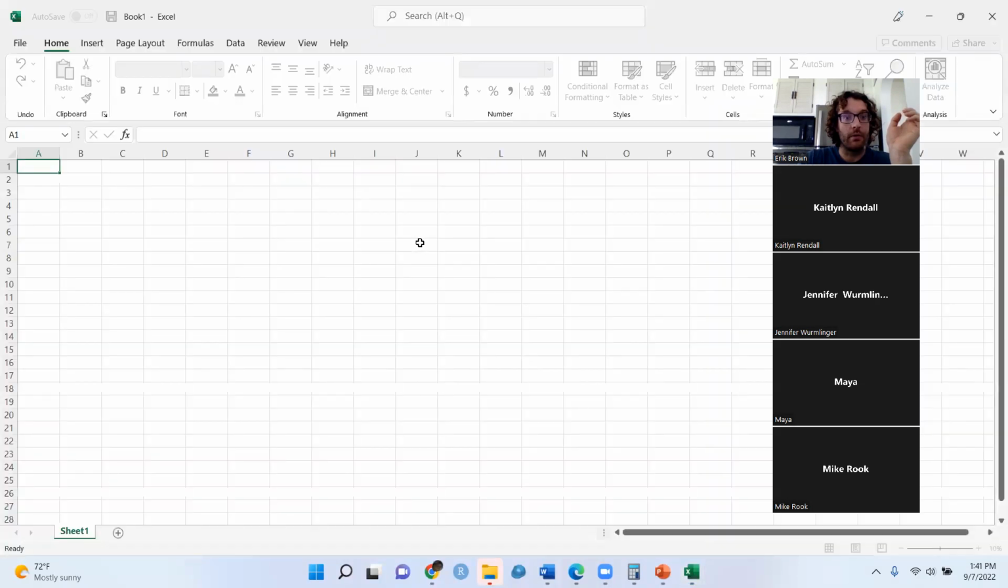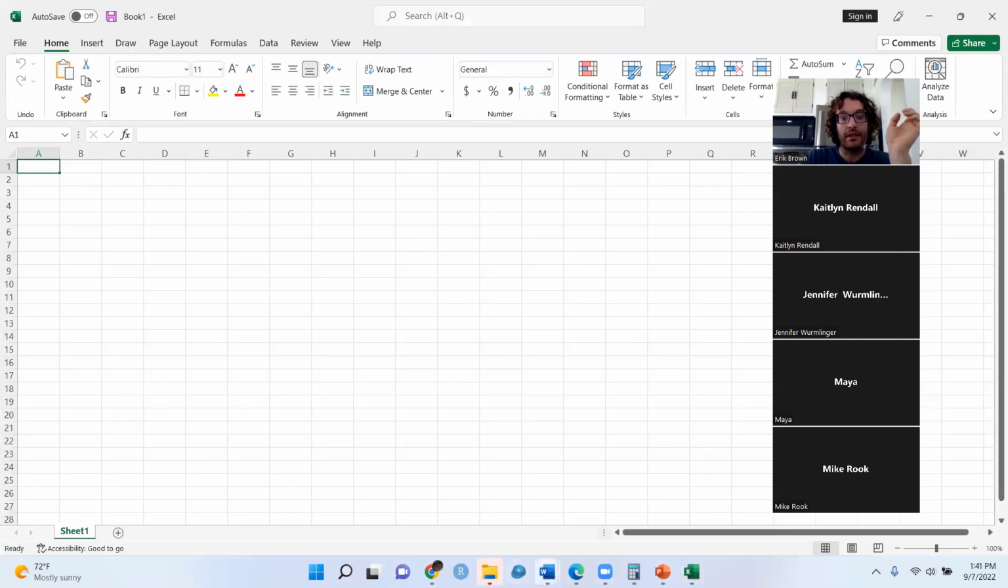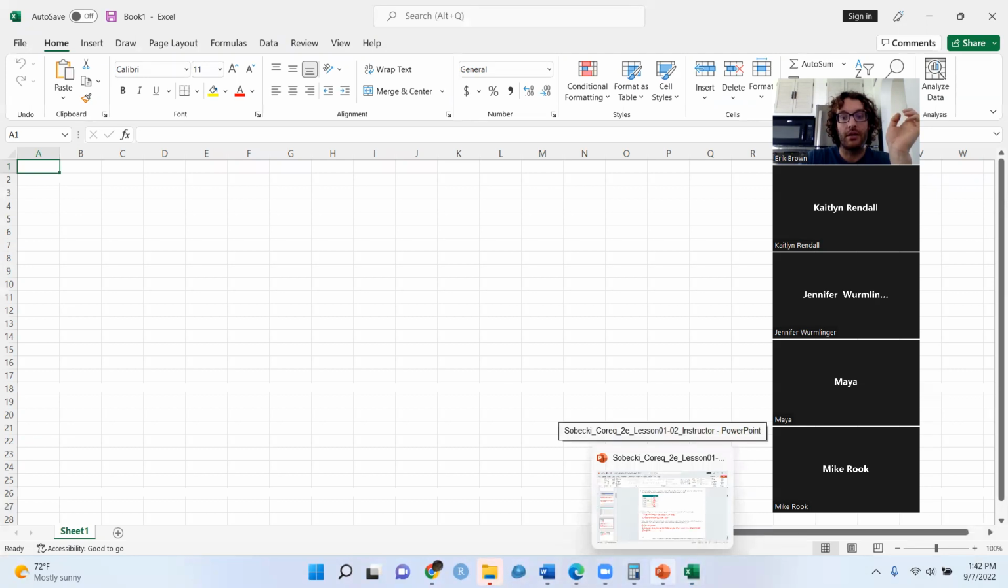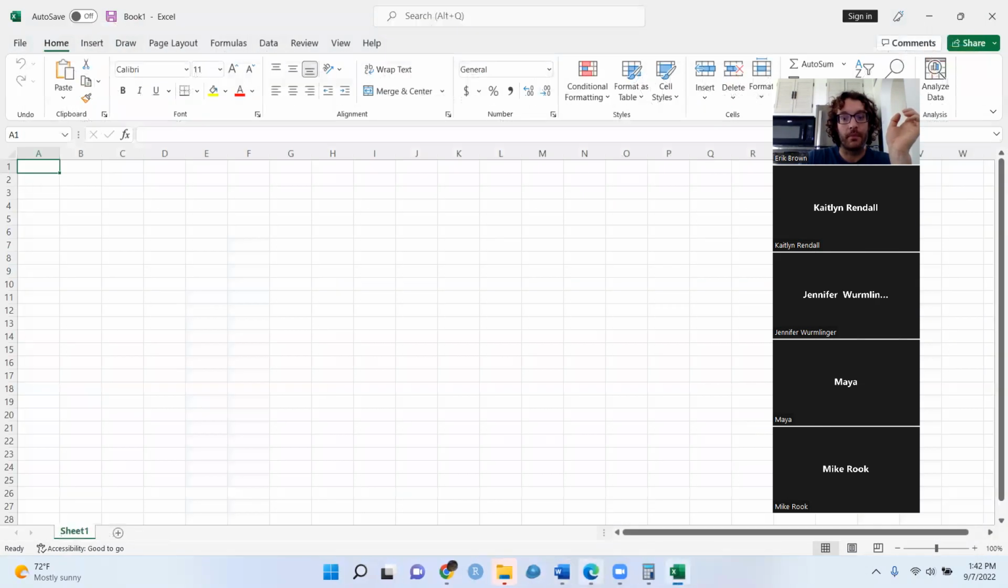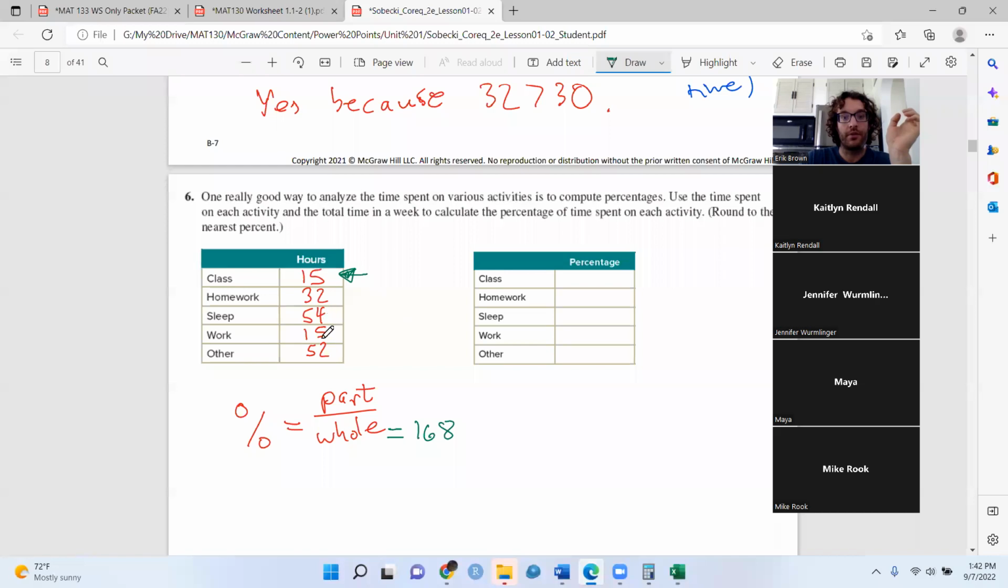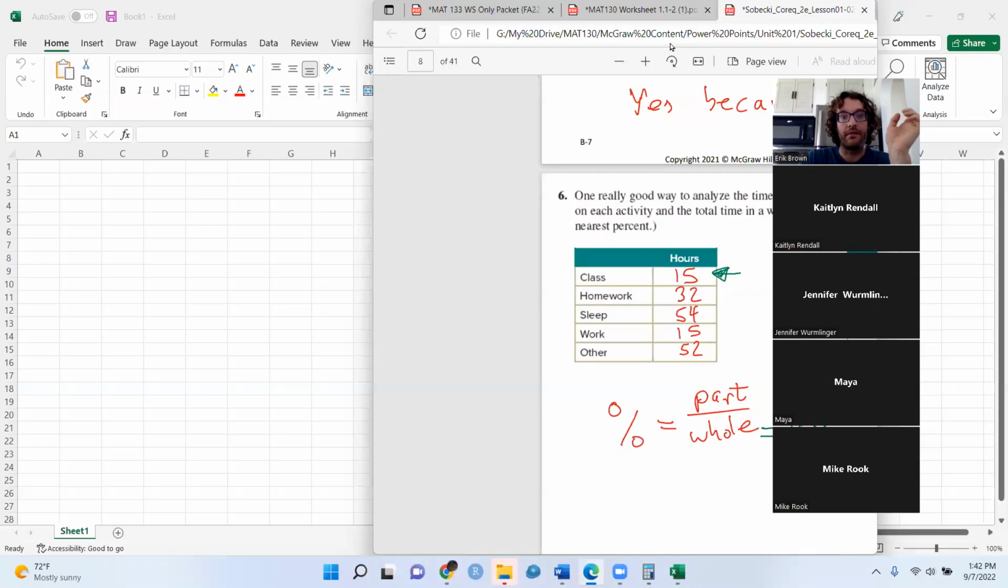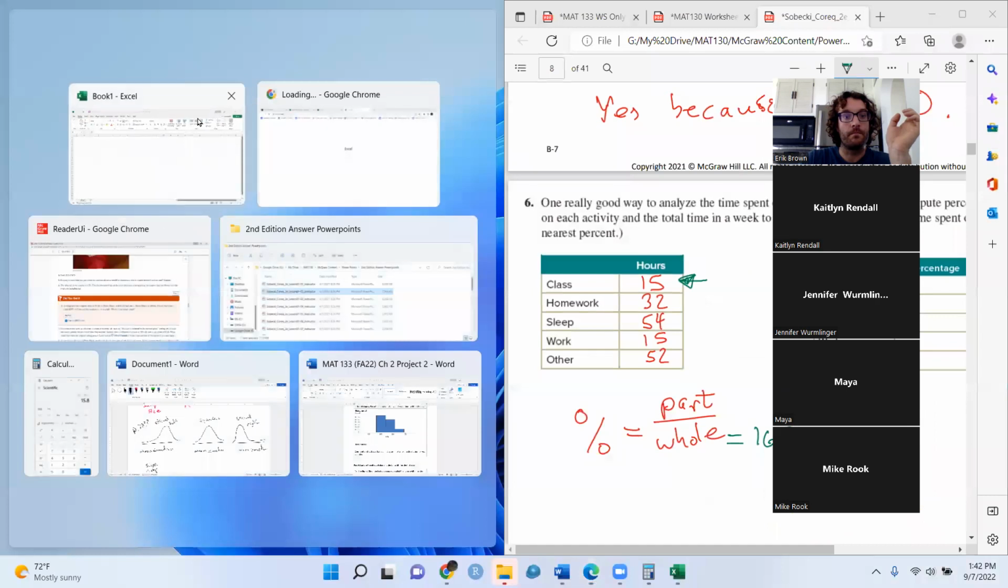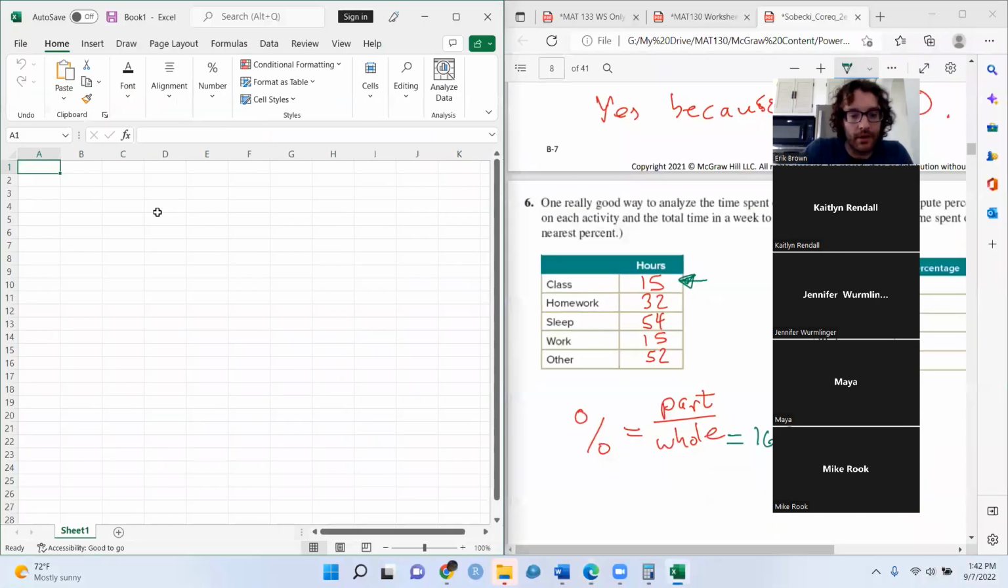Essentially the same thing. Now what we want to do is type in these numbers. 15, 32, 34, 15, and 52. I'm going to go ahead and put in the labels just so we can keep track of that, because then I'm going to show you how to create a pie chart and all the rest. And this might make your life a little bit easier.